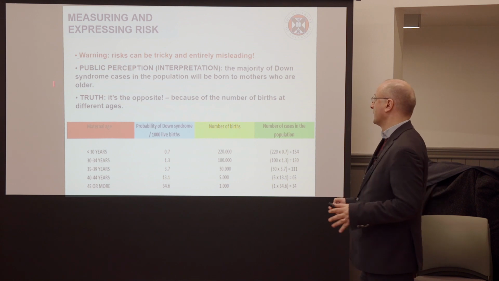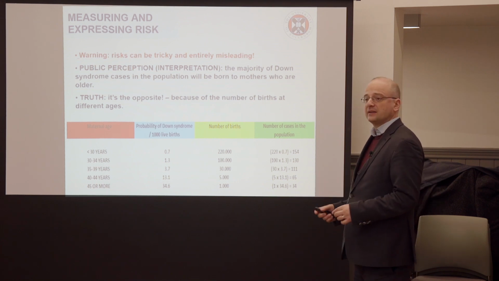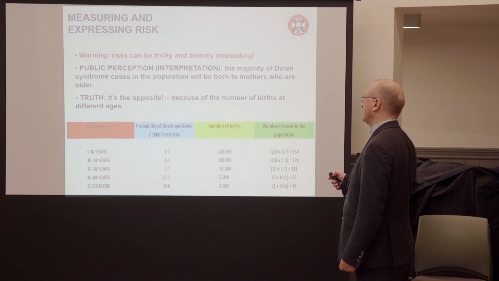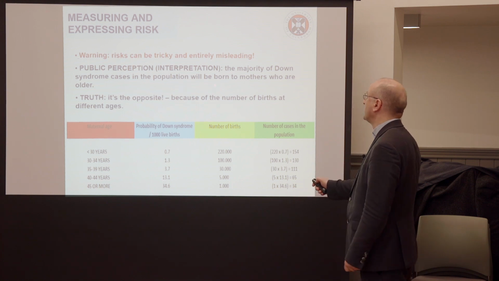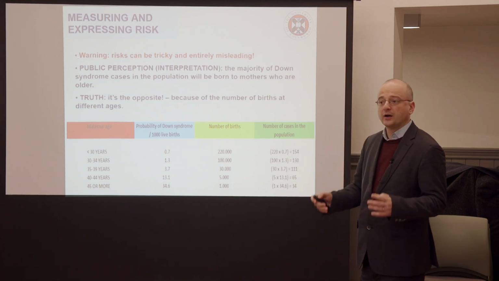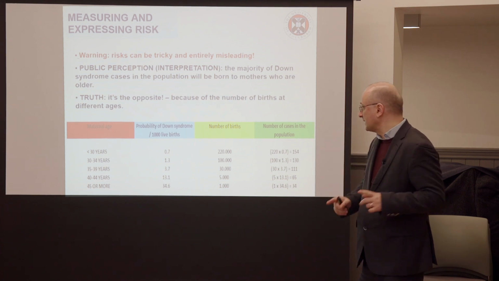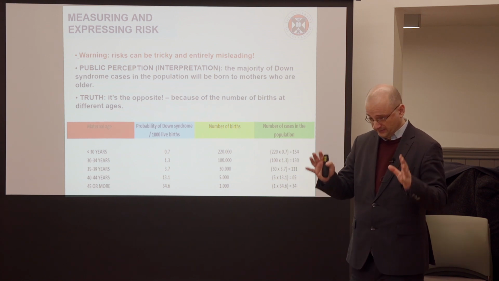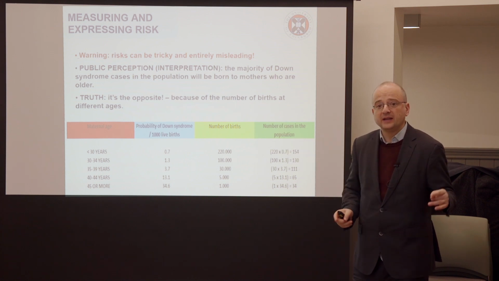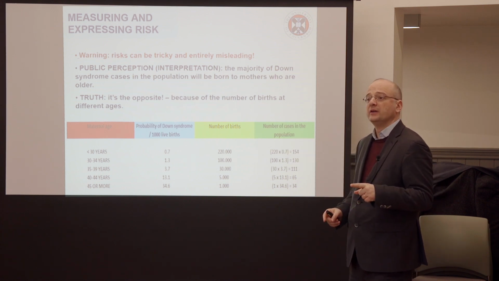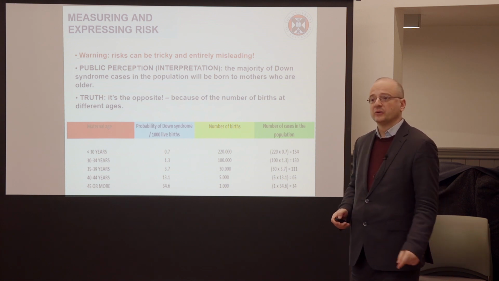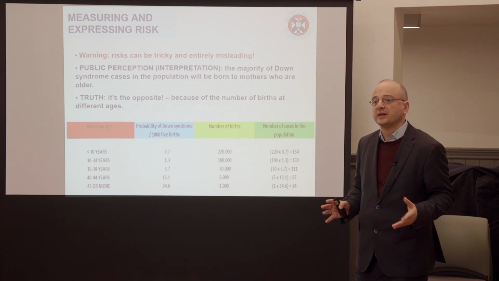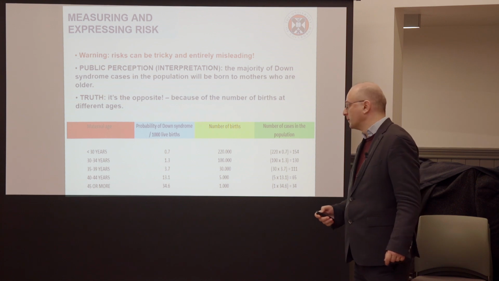Now, I have to warn you about something. Risks can be extremely tricky, and they can be entirely misleading, because the public perception and interpretation is that the majority of Down syndrome cases in the population will be born to mothers who are older. But truth is exactly the opposite, because of the number of births at different ages. So if you see Down syndrome cases walking around Edinburgh, it is far more likely that they were born to a mother who was young than to a mother who was old.